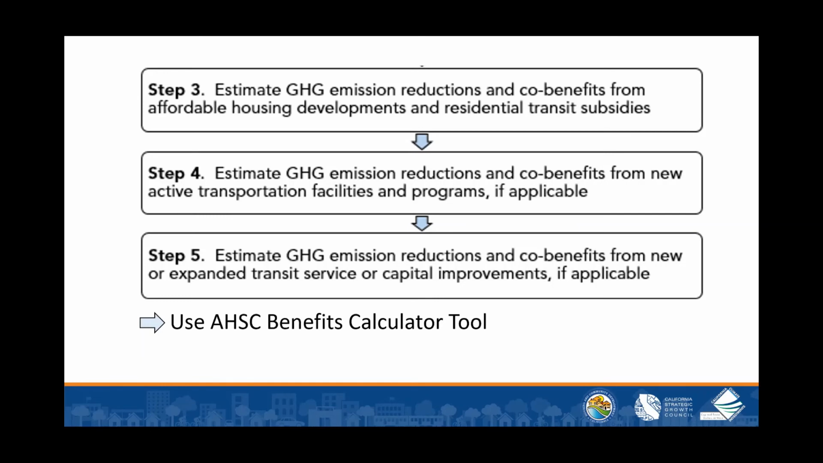Next, if the project includes new active transportation facilities or programs, you'll use the Active Transportation Inputs tab to estimate GHG emission reductions and co-benefits. On the Active Transportation Input tab, there are new project-specific inputs for bike share, such as the useful life of the bike share equipment or program. Then, for projects that include new or expanded transit service, capital improvements, or fare reductions, applicants will use the Transit Inputs tab of the AHSC Benefits Calculator tool to estimate GHG emission reductions and co-benefits. On the Transit Inputs tab, a change to note is that ridership is now annual rather than daily, as I mentioned earlier.